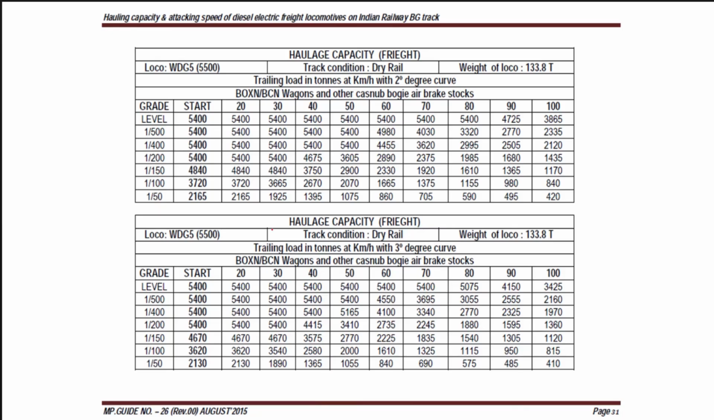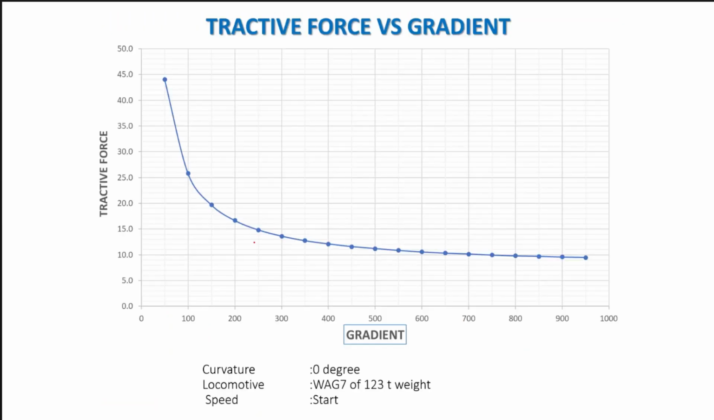On the x-axis it is the gradient and on the y-axis it is the tractive force. You will see the gradient up to 1 in 200 is as good as very lenient, almost horizontal. But from 1 in 200 to 1 in 100, it is drastically increasing, increasing very steeply. That's why we keep a ruling gradient near this. If we go from 200 to 100, more tractive force is required.